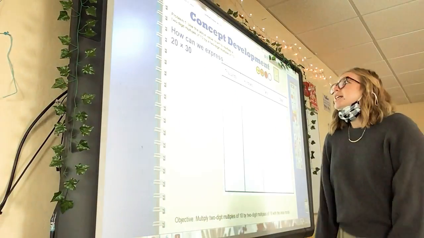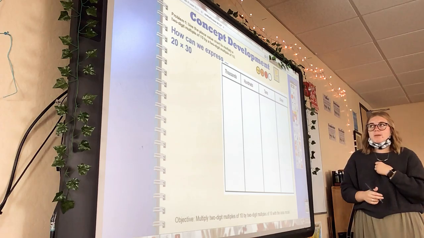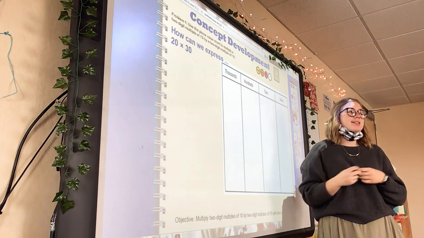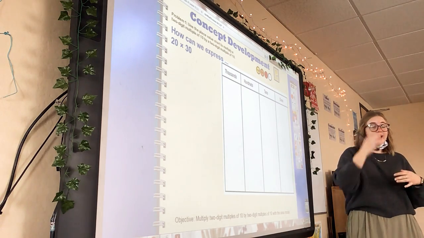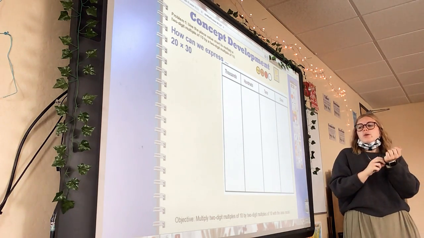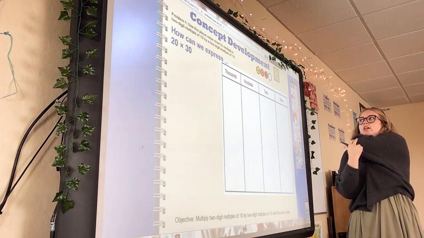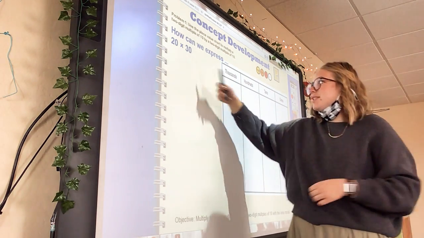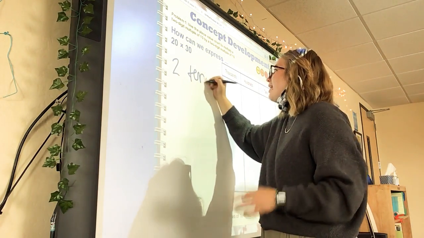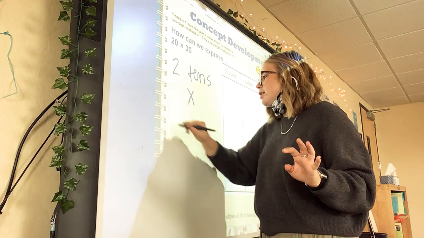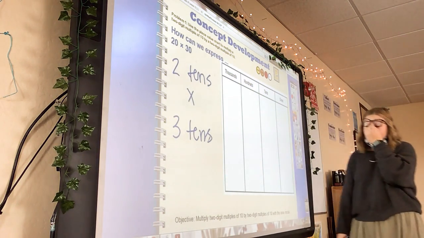All right, so let me show you first what we're talking about with the place value chart, because this will help. I was going to go back to it later when I was originally teaching this, but we will start with that, and then I will show you the area model after that, okay? So 20 times 30 is still 2 tens times 3 tens. That part has not changed. 2 tens times 3 tens.